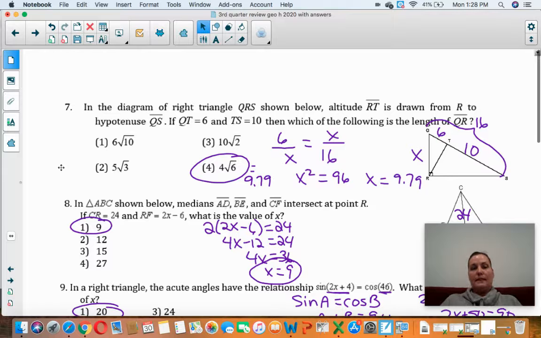Question 8 is a median. Now remember, the median is a line drawn from the vertex to the midpoint of the opposite side.